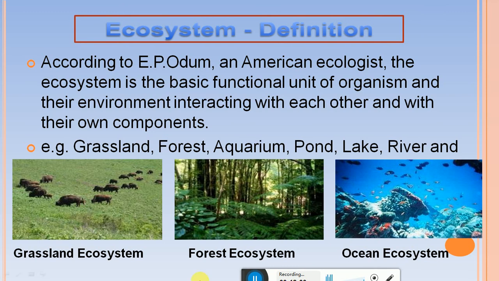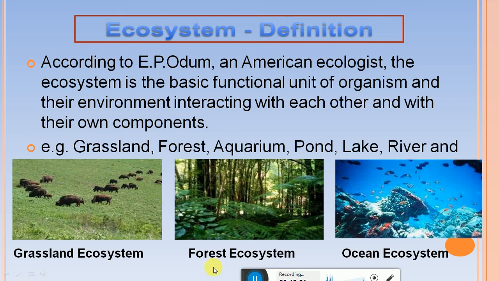For example, this is called a grassland ecosystem. Here the living component is the animal which is grazing, and the non-living component is the sunlight. Here grass is a living component, sorry, I said non-living earlier. Grass is a living component because it is a plant, and the grazing animals depend on grass, and this grass depends upon the sunlight.